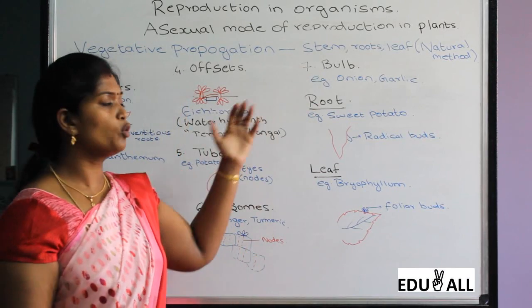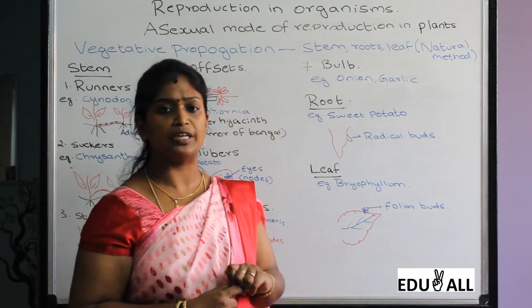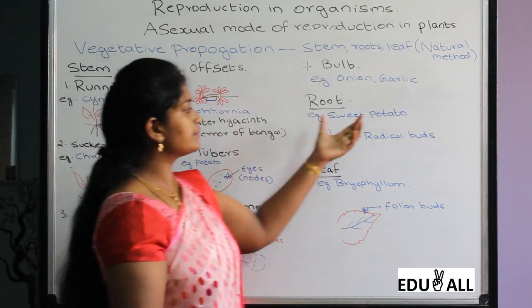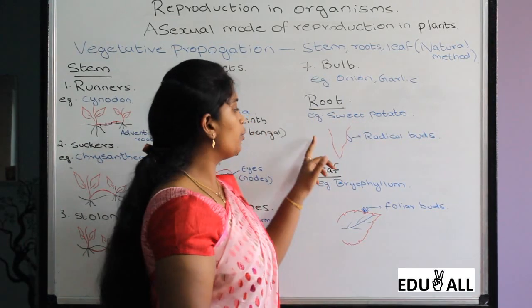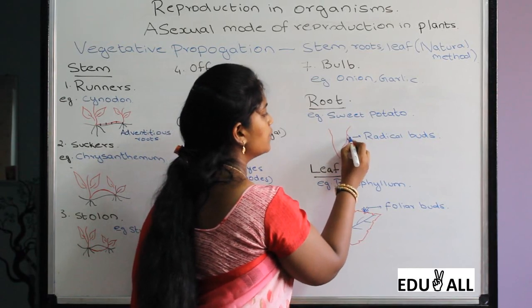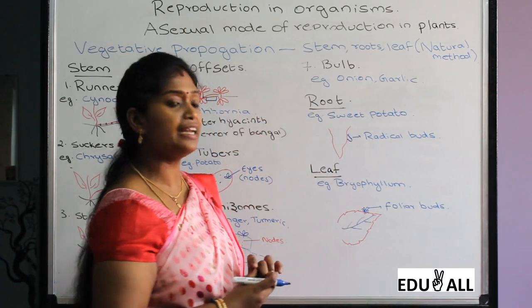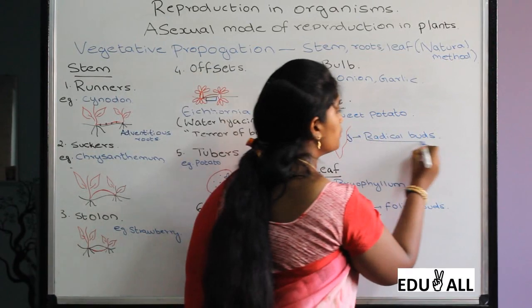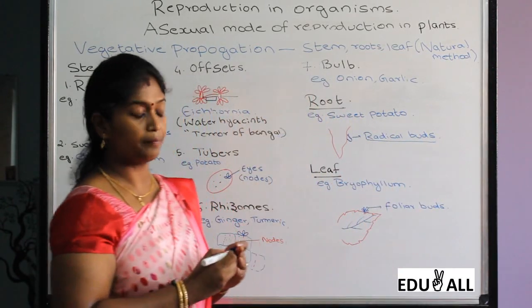Let us see how roots play a very important role in giving rise to a new plant. Taking the example of sweet potato, it possesses irregular shaped roots, and these roots have buds, and these buds are called adventitious buds. These buds give rise to a new plant.